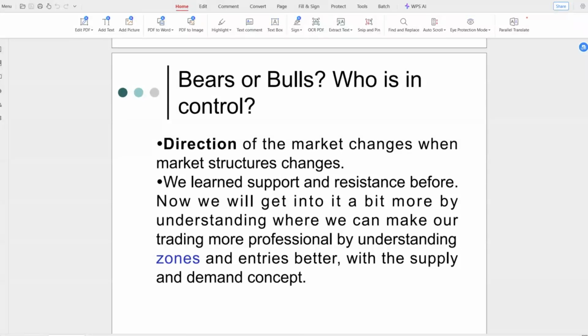And now we're on the bears or bulls, who is in control of the market, basically meaning the direction of the market. So the direction will change when market structure changes. So like I said, this brings us into the market structure. And if we understand demand and supply levels so far, if we understand support and resistance levels so far, then now we can get into understanding how trends begin to change. So let's go a little bit more forward.